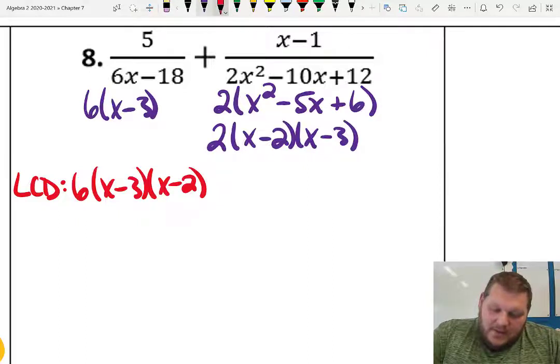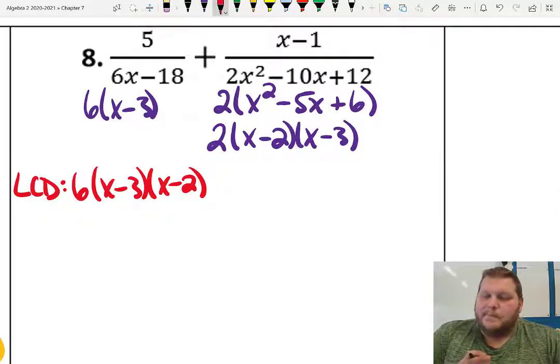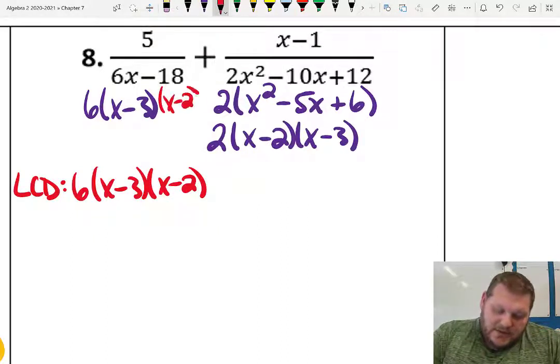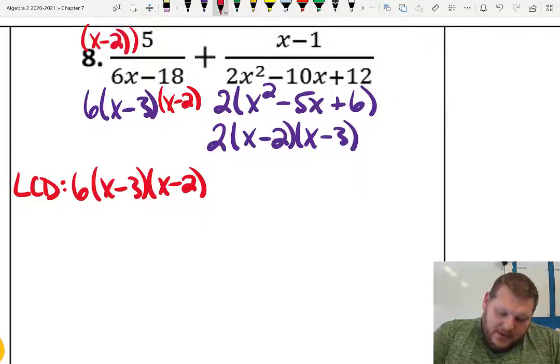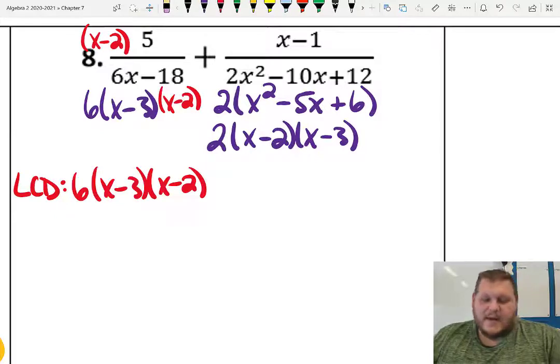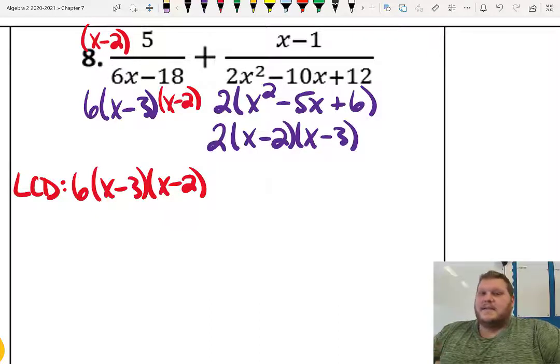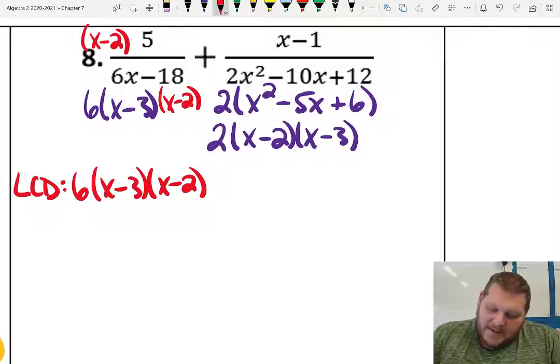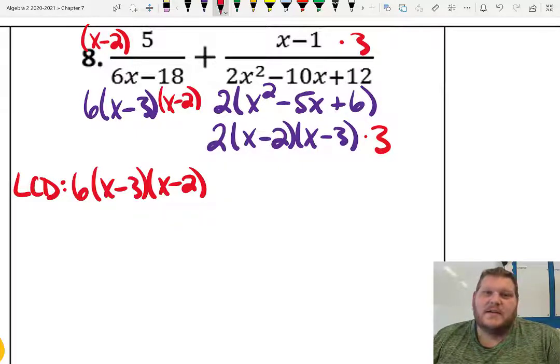So that tells me this first rational expression is just missing my x minus 2. It already had the 6 and the x minus 3. So up top here, multiply by x minus 2 on top and bottom. My second fraction, my second denominator, already has the x minus 2 and the x minus 3, and it has a 2 out there, but we want that to be a 6. So all we have to multiply in my second fraction is 3 on top and bottom. Because 3 times 2 would give me my 6. It already had the two parentheses that we needed, so there we go.